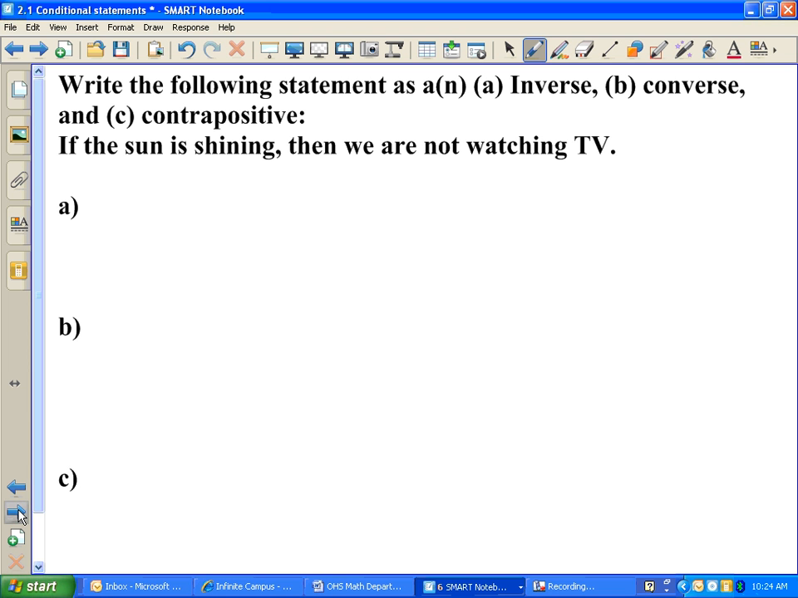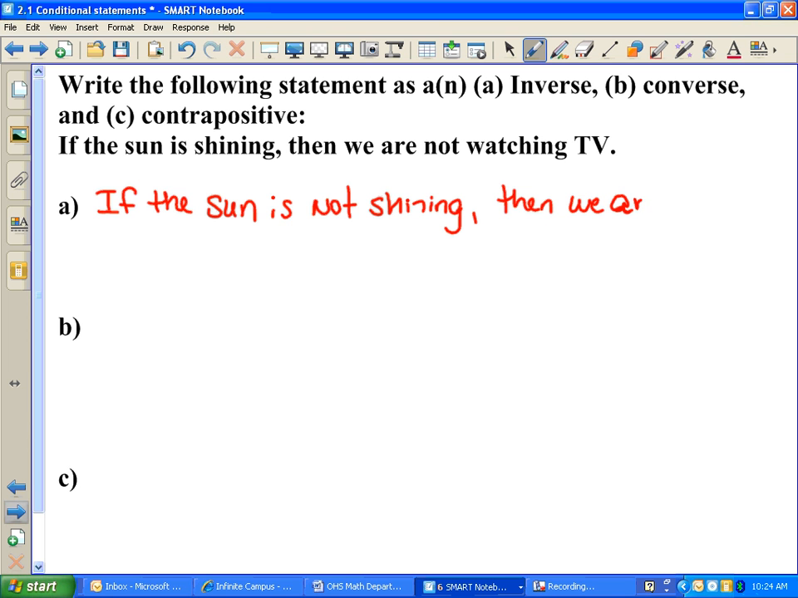All right, so we're only going to do one of these. If the sun is shining, then we are not watching TV. First one, inverse, is what we're going to do. Inverse, we said, was just to negate it, right? So what? That'll work. If the sun is not shining, good, then we are watching TV.